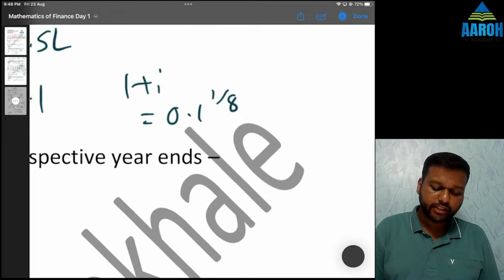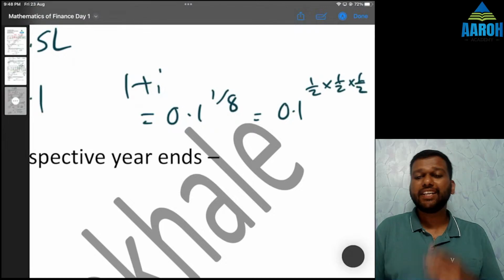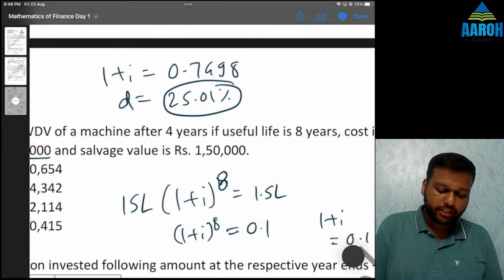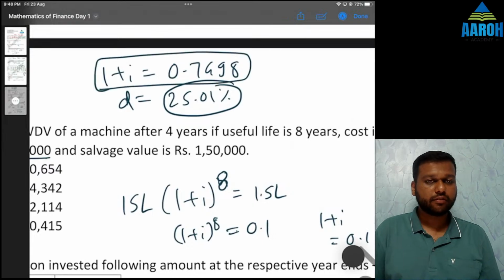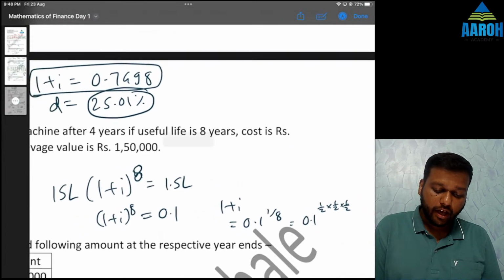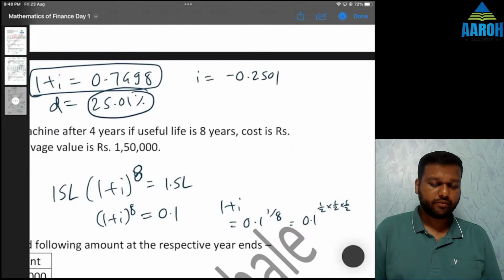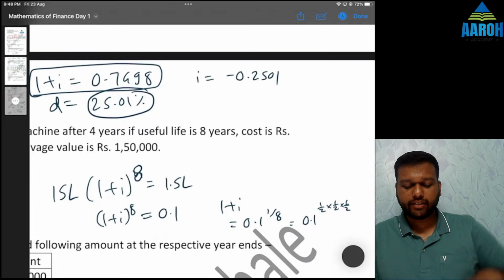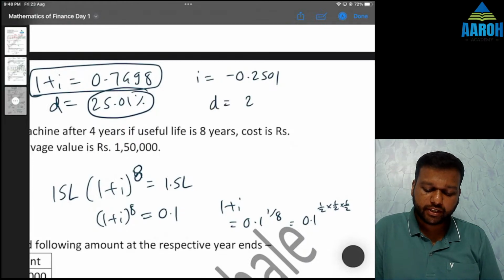How do we calculate 0.1 raised to 1 by 8? 0.1 raised to half into half into half. That means 3 times square root. So we got 1 plus i as this. That means i will be what? Negative 0.2501. Negative, because depreciation is like negative interest, right? So we can call it a depreciation rate of 25.01%.